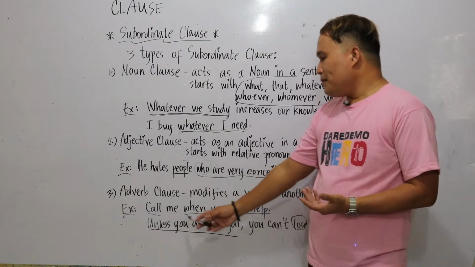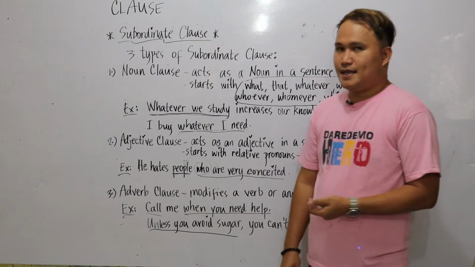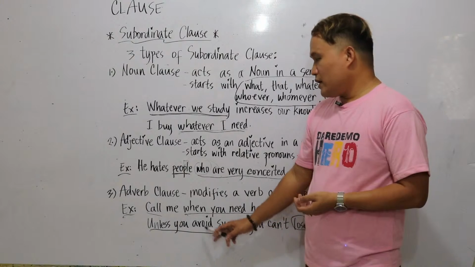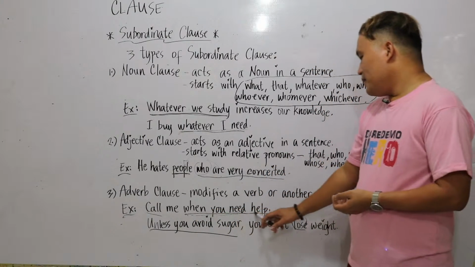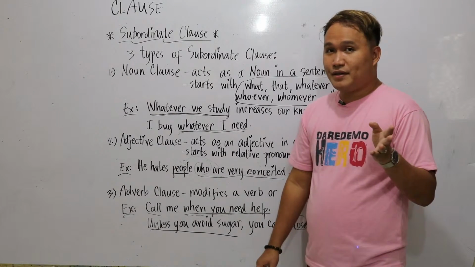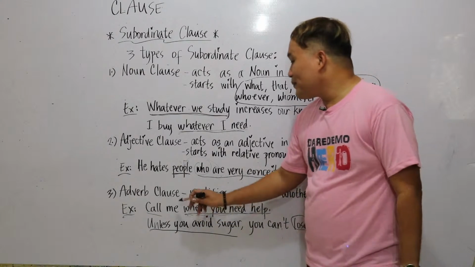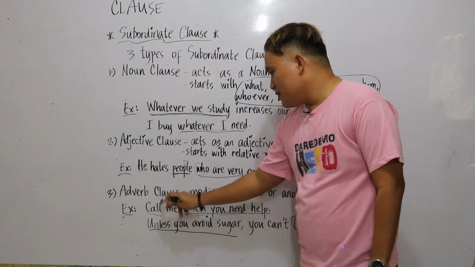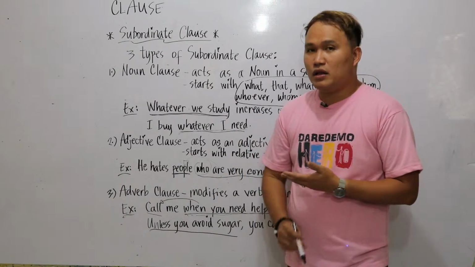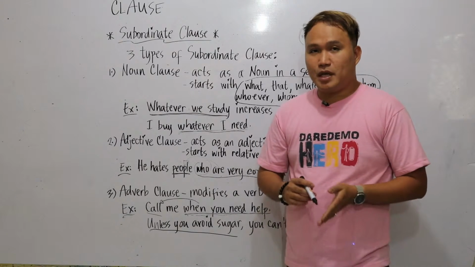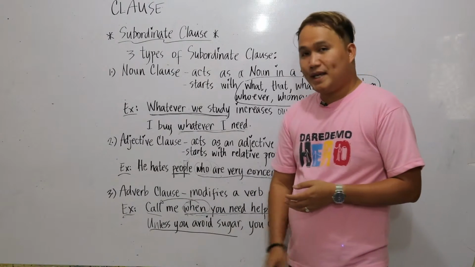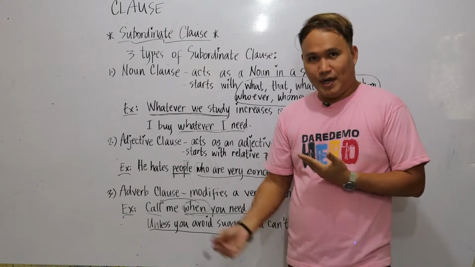So let's try to have this example here. Let's read. Call me when you need help. Anyone who can give me our adverb clause in this sentence? Good. When you need help is our adverb clause. Why do you say so? Because it modifies a verb. Now, which one here is our verb? Obviously, it's the call. Good job. So, when you need help modifies the verb call. That makes it an adverb clause. Of course, it starts with adverb of time, when. Okay? Answers the question when.